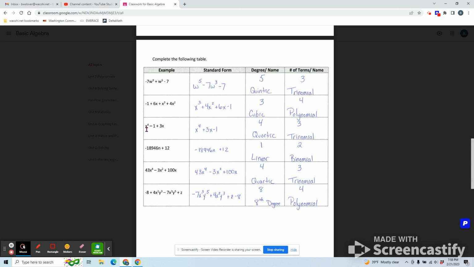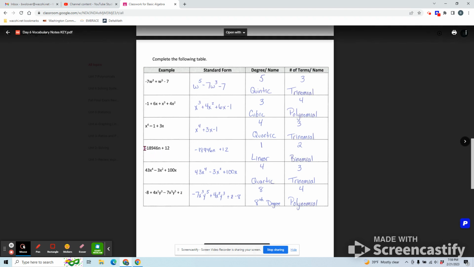Okay, the next one, x to the 4th minus 1 plus 3x. The first term is set, but the negative 1 and the 3x are not in the correct order, so we need to switch it around. So x to the 4th plus 3x minus 1. Now it's in standard form. My degree is 4. The largest power is a 4, which makes it a quartic. There are 1, 2, 3 terms, so it makes it a trinomial.